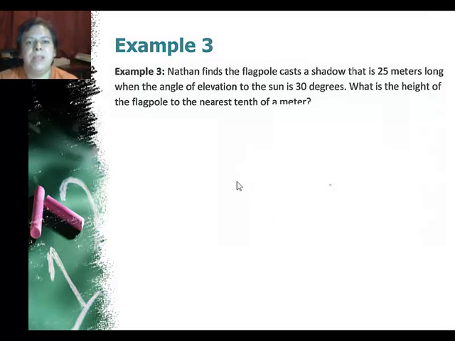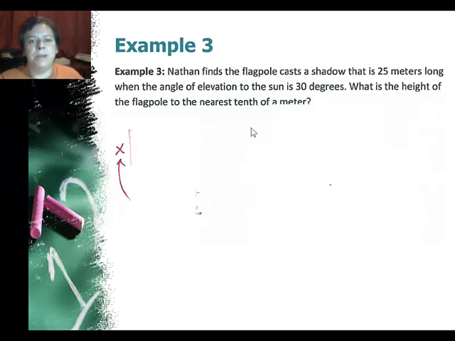Example 3. Nathan finds a flagpole casts a shadow that is 25 meters long when the angle of elevation to the sun is 30 degrees. What is the height of the flagpole, to the nearest tenth of a meter? So you might be tempted to say, oh, a shadow, I'm looking down. But actually they said the angle of elevation to the sun. So if you were looking at the flagpole and you looked up, that's how far the sun would be.